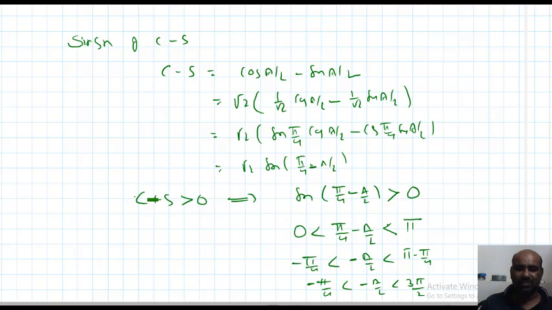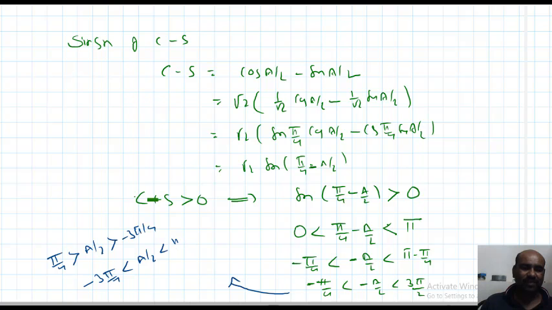But I want a by 2, no? So I want to multiply with the minus. I will write here. So what happened? Pi by 4 greater than a by 2 greater than minus 3 pi by 4. Or in another way I can say, minus 3 pi by 4 less than a by 2 less than pi by 4. For these values of a by 2, c minus a is positive.